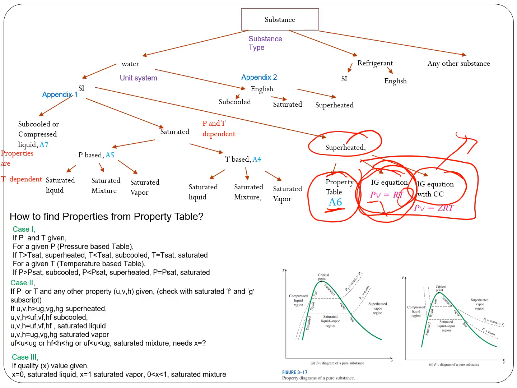So this is the ideal gas equation. The equation is PV = RT. We should understand what each term means, and the difference is that you have this Z in the compressibility chart. We'll talk about that, the difference between these two. So this is an additional term in the compressibility chart.